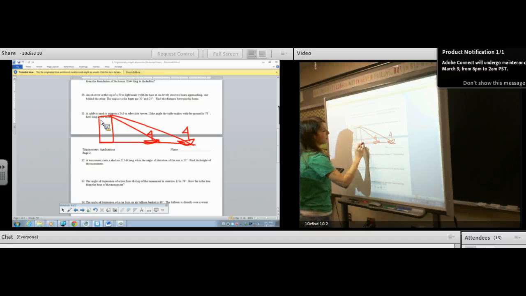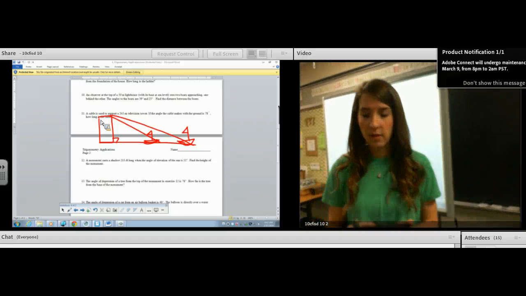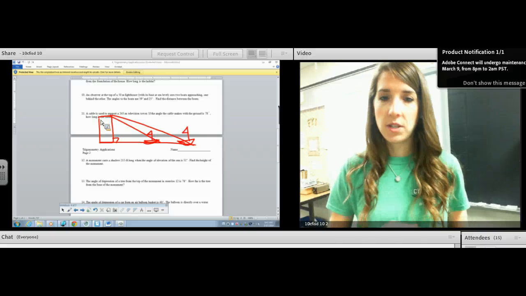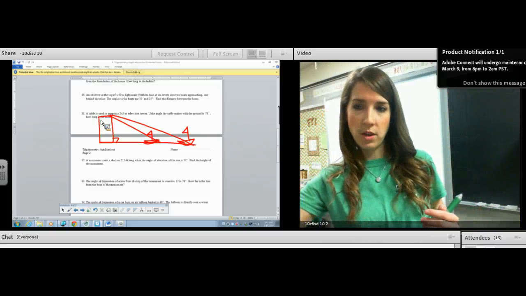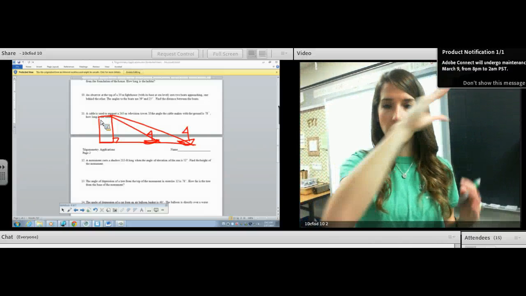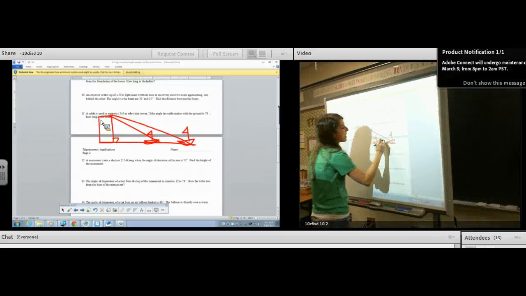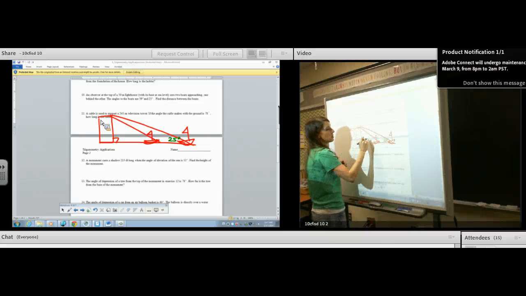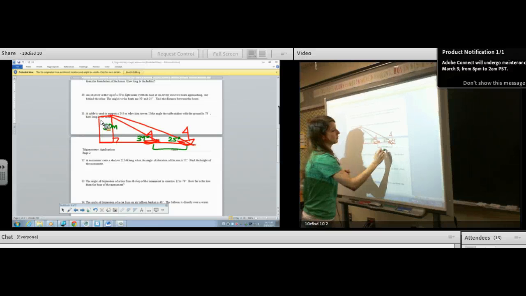Now the thing about this problem is you need to know where to put the 39 and the 25. They don't tell you where to put them. So I want you to think about, as you're getting farther away from the lighthouse, your angle gets smaller, smaller, smaller. When you get closer to something, your angle gets bigger, bigger, bigger. So the boat that's farther away gets the smaller angle, and the boat that's closer gets the larger angle. And the lighthouse is 50 meters. We want to find the distance between the boats.